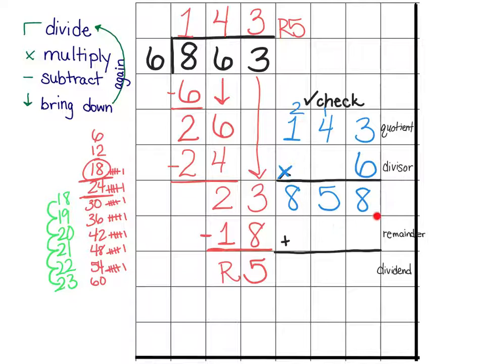This is not our dividend that we started with, so we need to add the remainder of 5. Plus a remainder of 5. 8 plus 5, again, we can just count on 8, 9, 10, 11, 12, 13. 13. 1 plus 5 is 6. 8 plus 0 is 8. 863 is our dividend here. So we have that one correct.